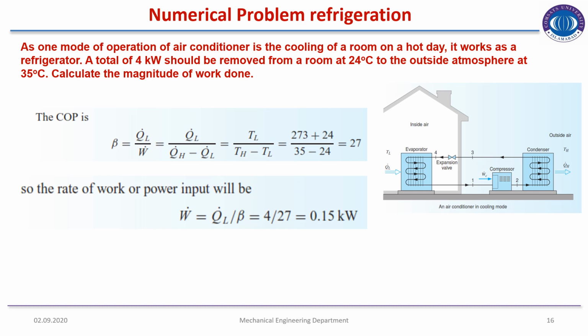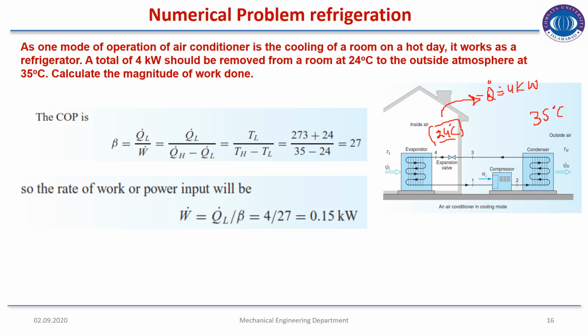So we have a refrigeration system or an air conditioner system installed in a room. The outside temperature is 35 degrees centigrade and the inside temperature is 24 degrees centigrade. We have to maintain the temperature, and a total of 4 kilowatt should be removed from the room at 24 degrees centigrade. So Q is given. Q dot that should be removed is 4 kilowatt. That will be minus Q.